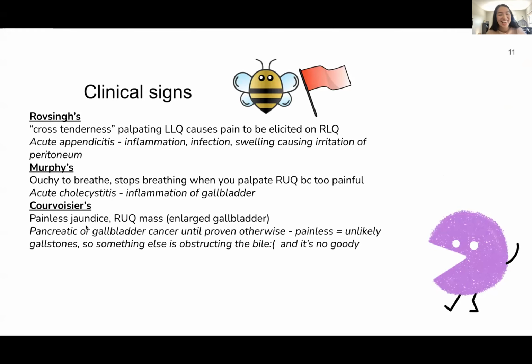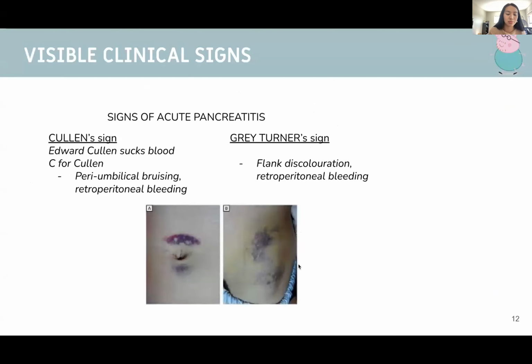Painless jaundice, right upper quadrant mass. So usually it could be something blocking the pancreas. Oh, blocking the bile. Yeah. So not good.